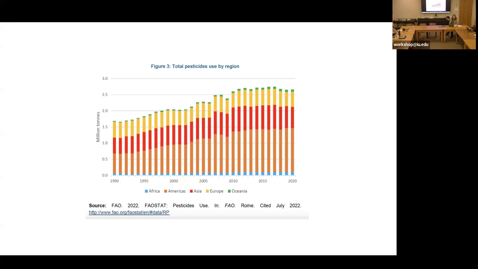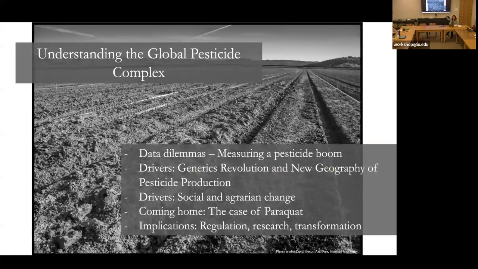So a little overview of where I'm going. I'm going to talk a bit about how you measure a boom in pesticide use in a notoriously opaque industry. I'm going to talk about the new economic geography of the industry, what we call the generics revolution, from a paper that is in press. I'm going to talk a little bit about the drivers of that pesticide boom in terms of social and agrarian change, not just on the industry or on the demand side.